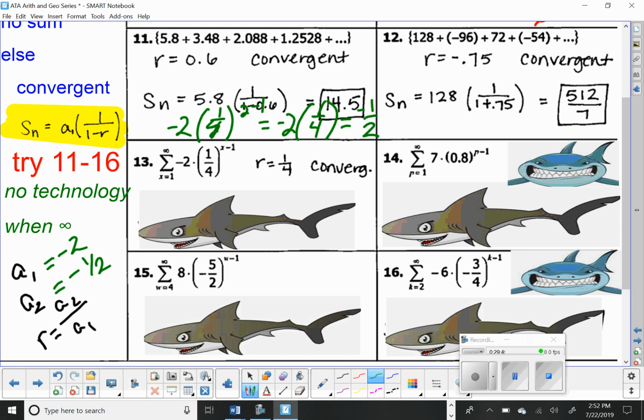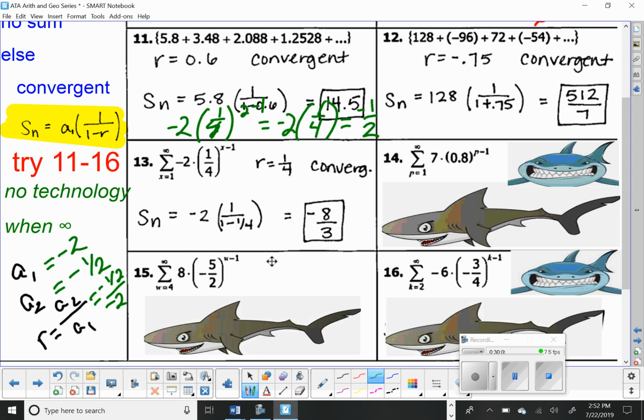Now I find my r value. My r value is -1/2 divided by -2, and that winds up being 1/4. So I know it converges, therefore I can plug all my values in. Okay. Now pause the video and try 14, 15, and 16. Remember, summation with infinity, there is no technology. Can't use technology with it.